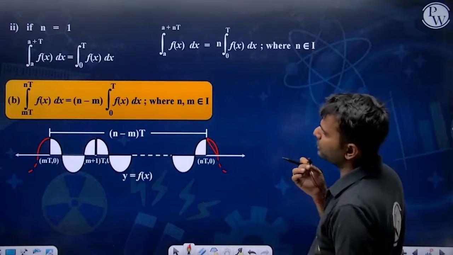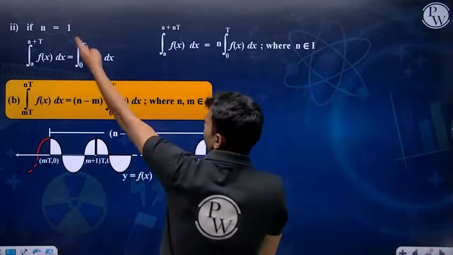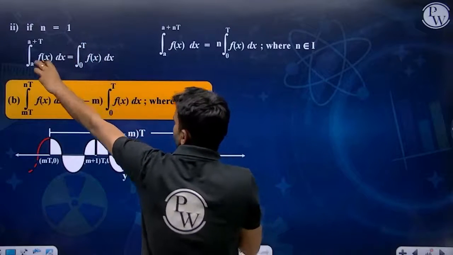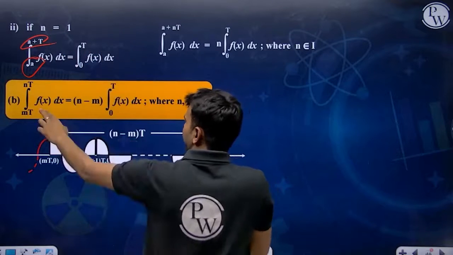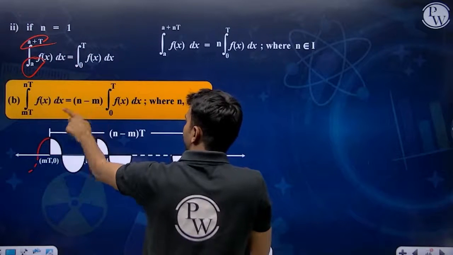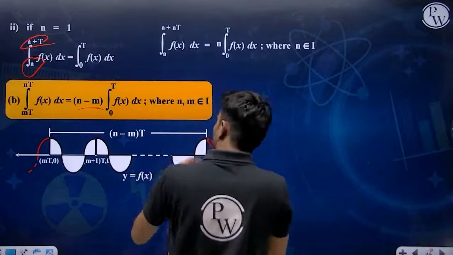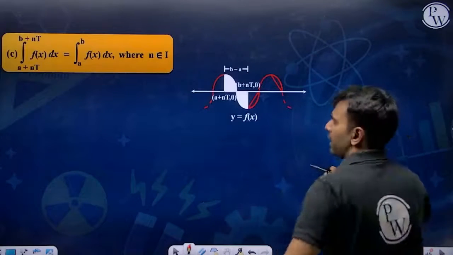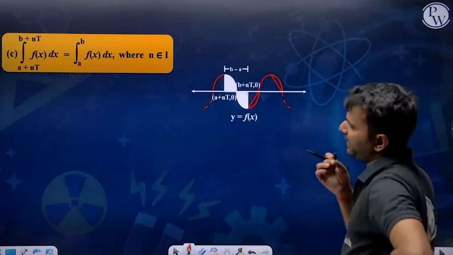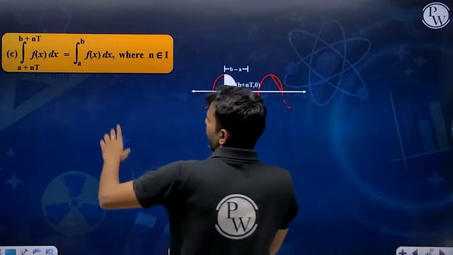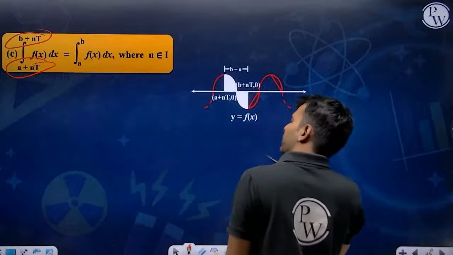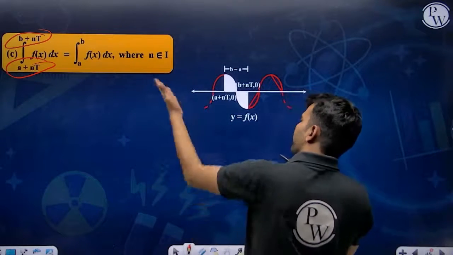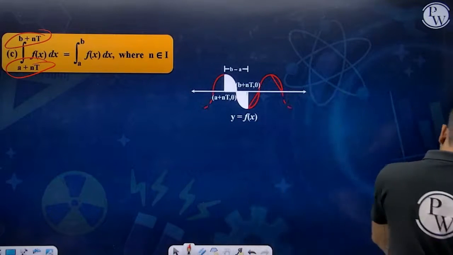Second, if n is equal to 1, then it is going to be a to a plus t. So it is basically one time interval, the difference between these two. So it is going to be 0 to t only. If it is mt to nt, then it is going to be n minus m over here, and then 0 to t, same thing. Okay, yes. And if it is a plus nt till b plus nt, you can see that the difference between these two is nothing but b minus a only, which is from a to b itself. Yes, so you can write it down like this as well.